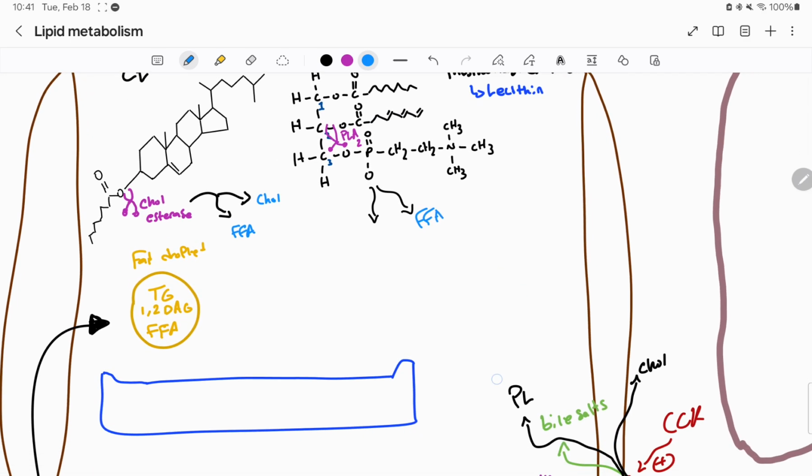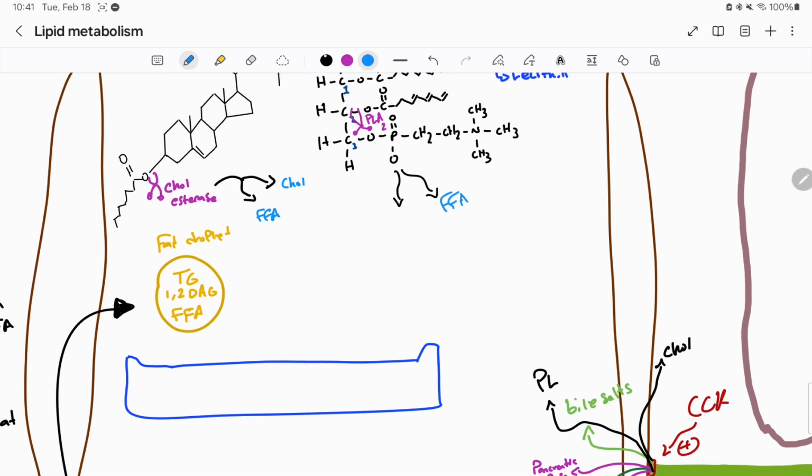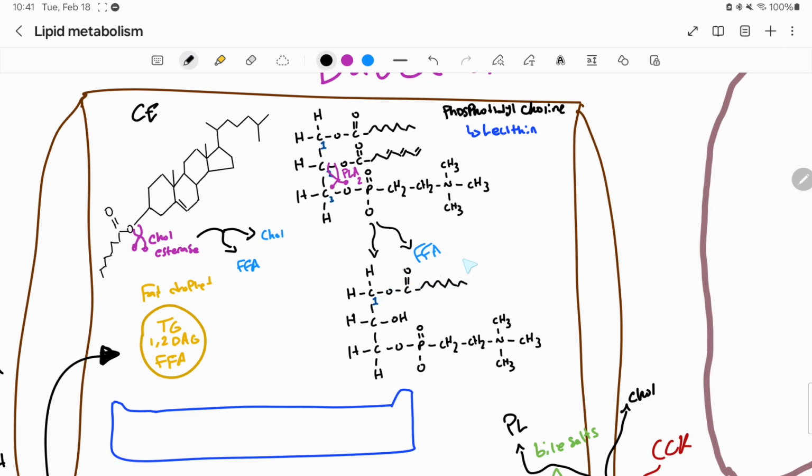And the other thing that we're going to get is actually a product called lysolecithin, which, if I were to draw it out very quickly for you guys, would look something like this. So here's what it will look like. This product right here is called the lysolecithin, and let's write that down like this. Here's a lysolecithin.